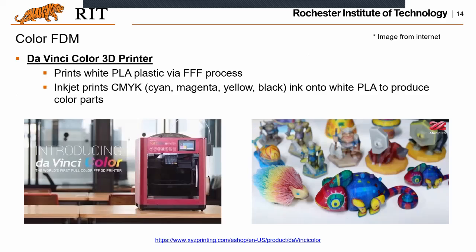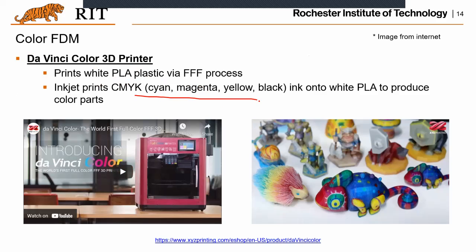So in the previous slides, also in the videos, we see some single color prints. But actually, there are some new developments that enable us to print colorful parts like the one shown here. This is a DaVinci Color printer. It can print the white PLA plastic material through the fused deposition modeling process. Also, there are different inks to be placed onto the white PLA material to produce the colorful parts. And here are some of the prints.